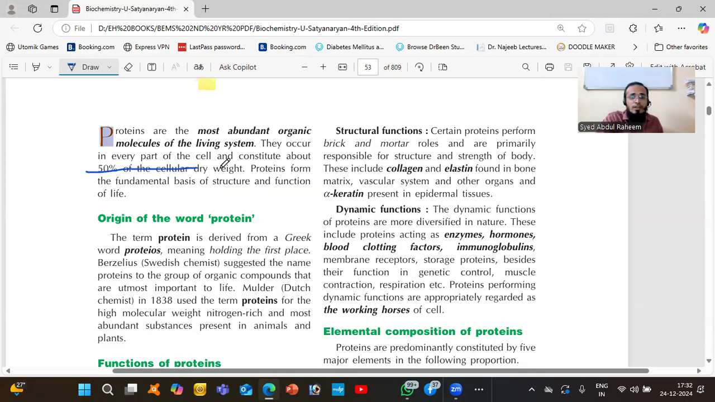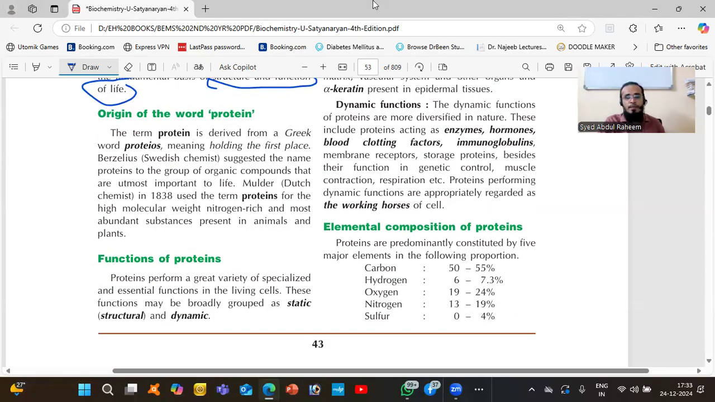They make up 50% of cellular dry weight. Means if a cell is there, whatever substance is there other than liquid will occupy 50%. Okay, because it is giving structure and function of life, it is very important for our body. And daily we need protein in our diet.